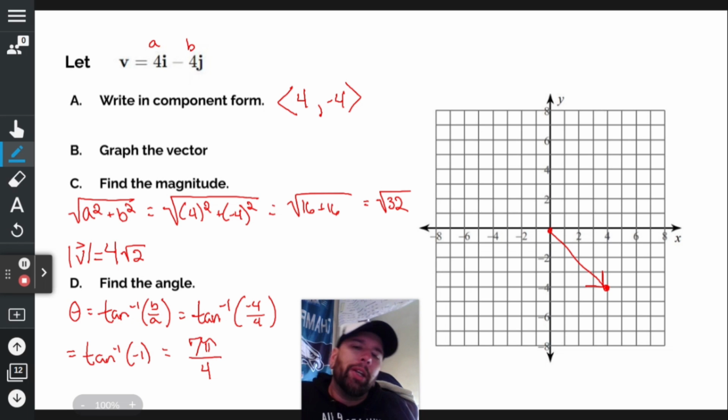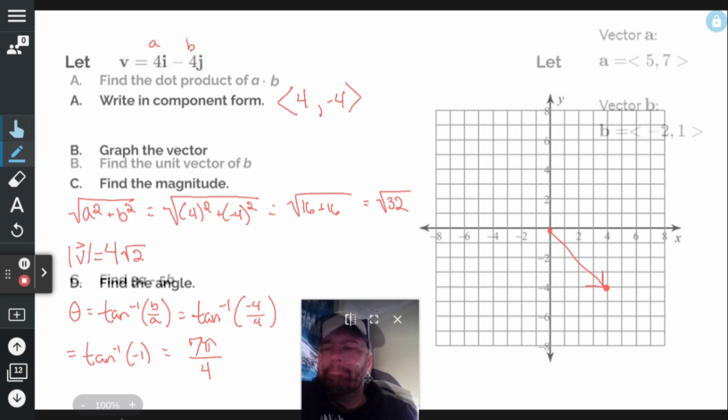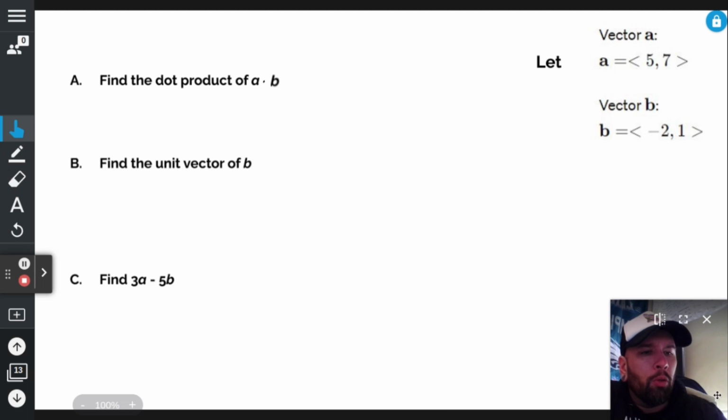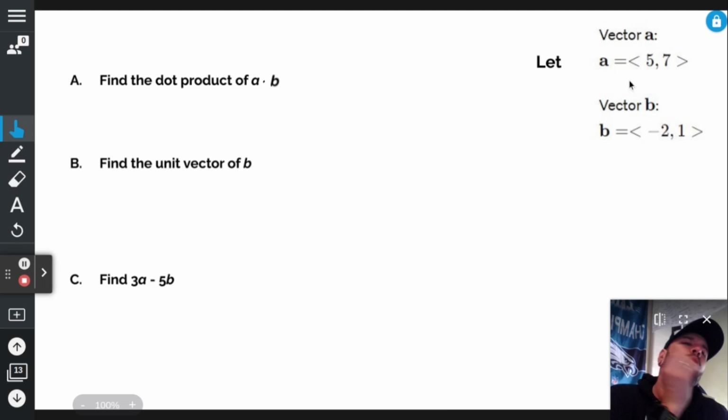Some vector fun for you. I'll pause. All right, moving my head again. I'm giving you two vectors, A and B, and I'm going to ask you to find the dot product of A and B, and then the unit vector, and then do a little bit of algebra.